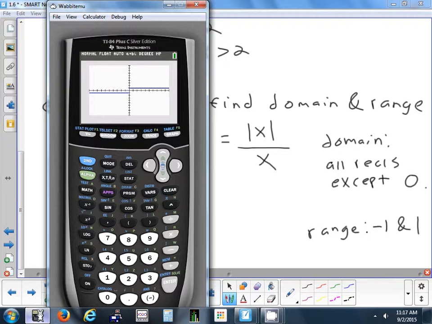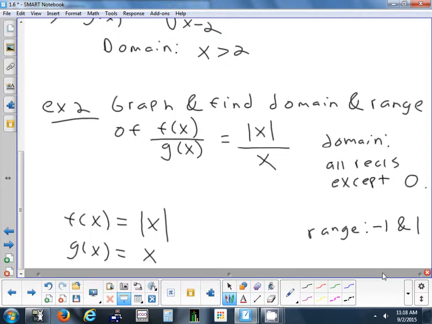Okay, questions on that one? Did anybody think it would look like that before we graphed it? Anybody have an idea? It's hard. A lot of times when you're first looking at some of these functions, you don't know what it's going to look like till you graph it. Okay, but we'll get better at that as we go.